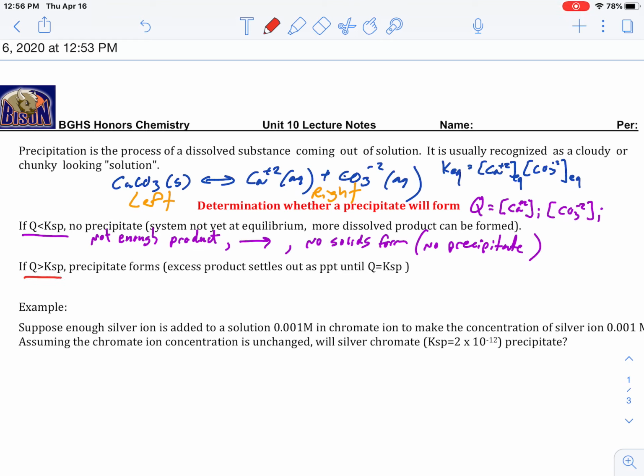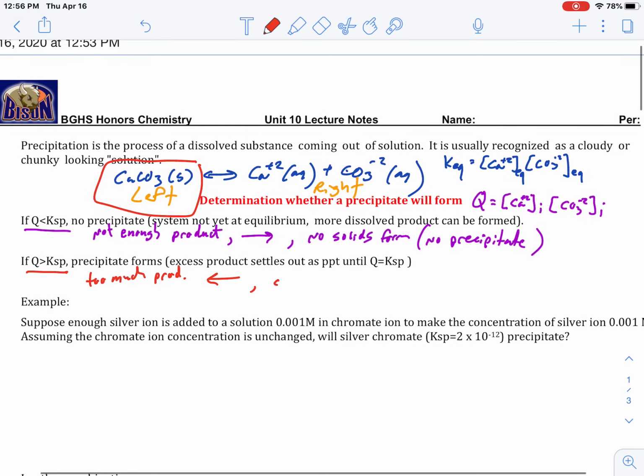If Q is greater than KSP, well, the opposite is true. Now you have too much product, which means you have to get rid of some. The reaction is going to shift to the left, and if it shifts to the left, remember how our solids are on the left side, we will see solids form, and that's our precipitate.